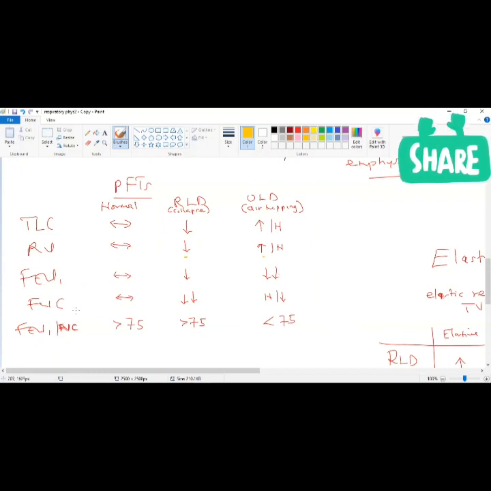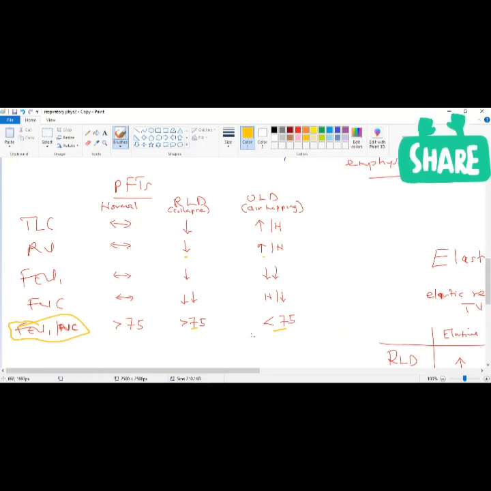The reason FEV1 and FVC are low in restrictive is not because there's airway obstruction, it's because the lung capacity is low. If I cannot breathe in a lot of air, the total amount of air I'm going to breathe out on forced expiration, in 1 second or in total, would be low as well. But in OLD, even though their TLC is high, the reason FEV1 and FVC are low is airway obstruction. So the FEV1/FVC ratio, which is a marker of airway obstruction, is going to be low in OLD, but actually high in RLD.